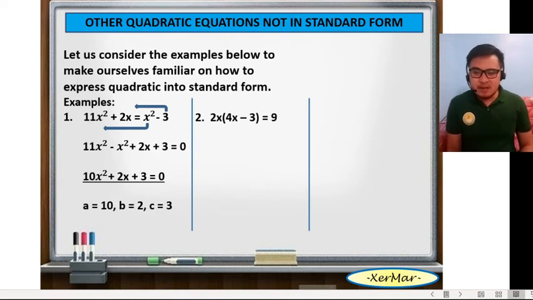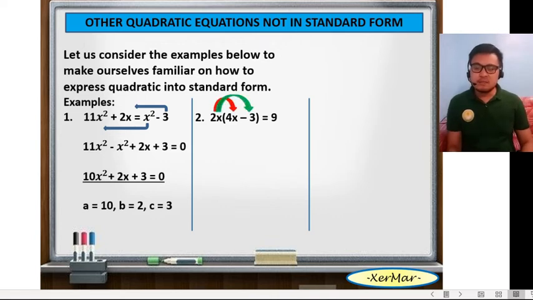2x times the quantity of 4x minus 3 equals 9. Okay? So, ito naman, class or students, ang left quantity natin is in factored form. And then sa kanan ng ating equation is the constant term. So, ang una natin gawin, we have to distribute 2x to 4x and negative 3.